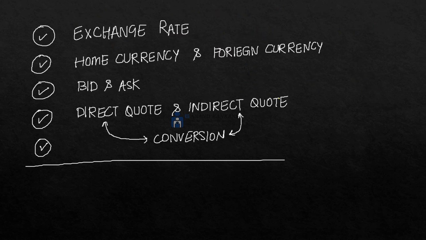So in this short video, we discussed exchange rate. We also understood what is home currency and what is foreign currency. We understood the concept of bid and ask, and while understanding the concept of bid and ask, we understood the concept of one-way quote and two-way quote. Then we learned the concept of direct quote, indirect quote, and its conversion. That's all in this video.